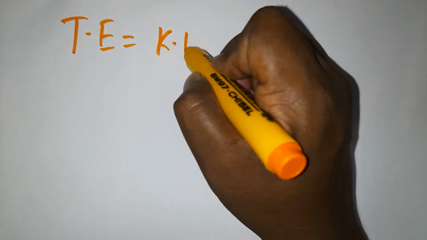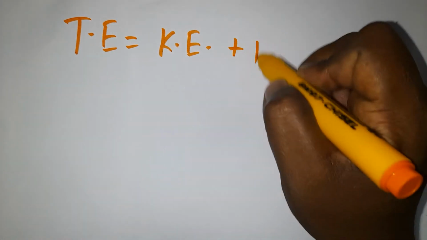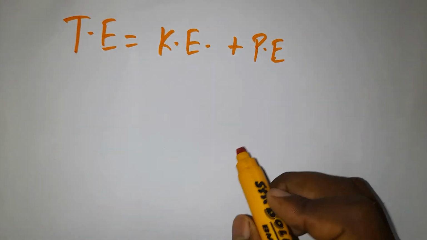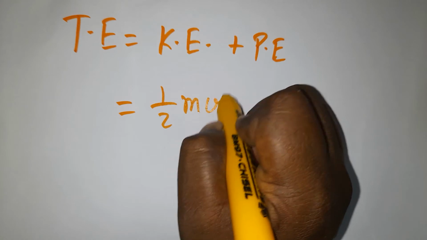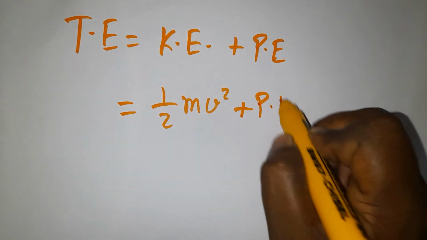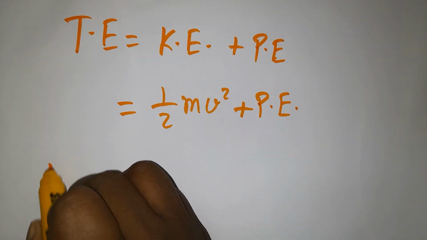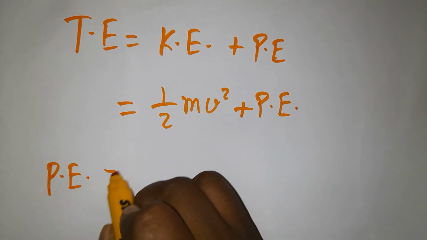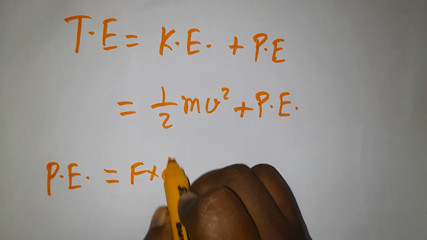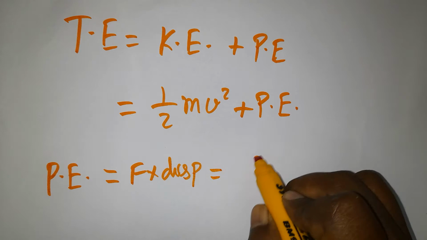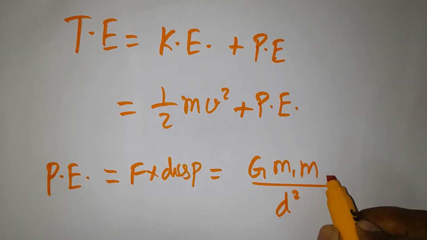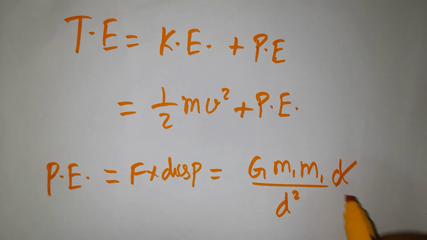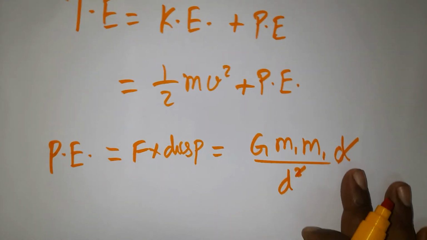Kinetic energy, what is the formula? Half mv square. What about potential energy? Potential energy we can take with a simple technique: force into displacement. What is the gravitational force? G times m1 m2 divided by r square, into displacement r. This is the potential energy.